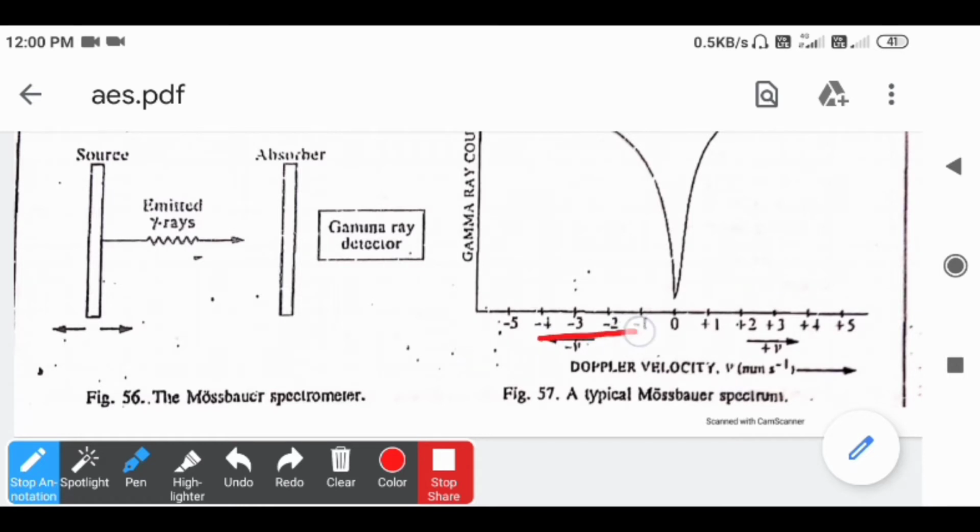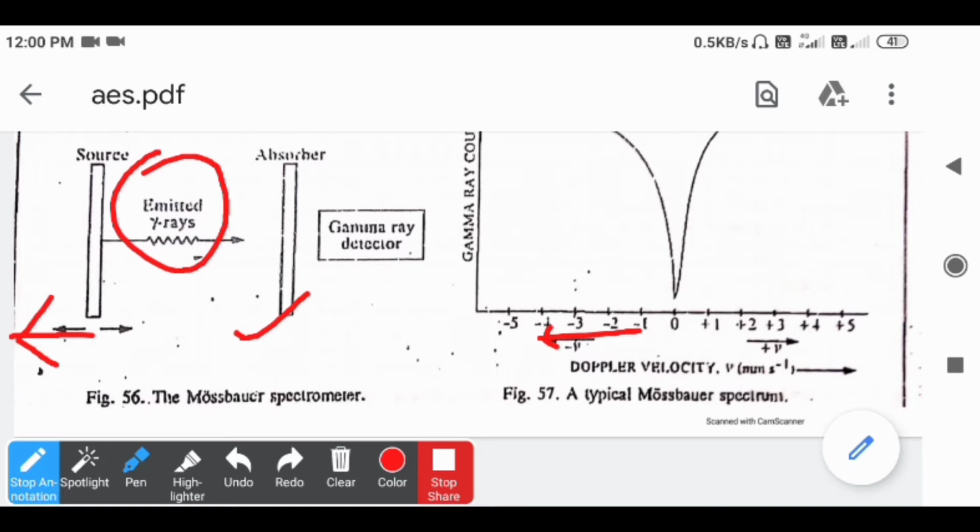We get the negative Doppler shift here. So negative Doppler shift is nothing but what? Motion of the source away from the absorber. So we require a smaller amount of radiation than the emitted gamma radiation for the excitation of the absorber material.